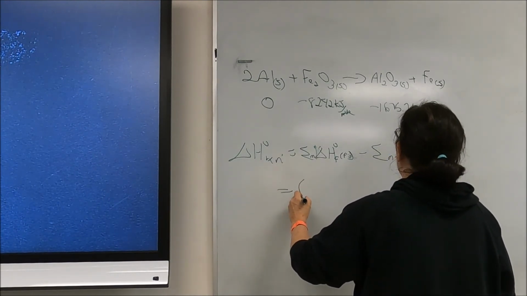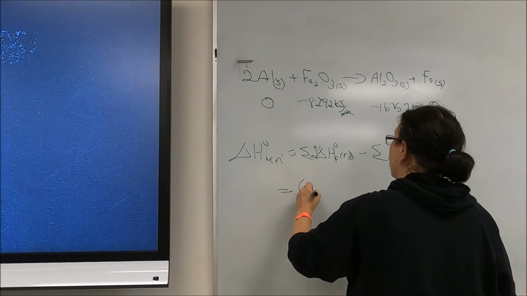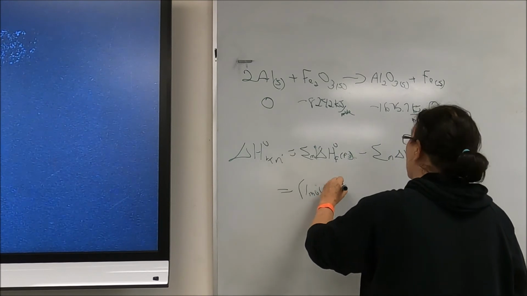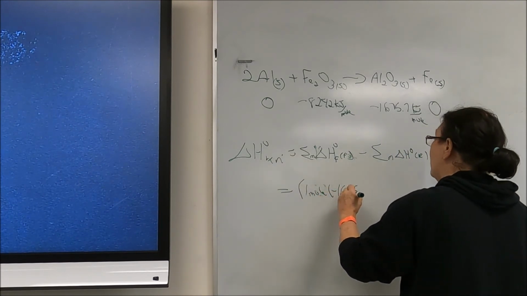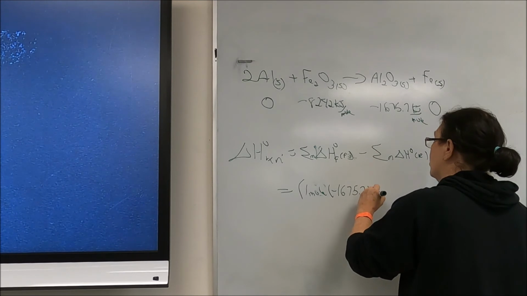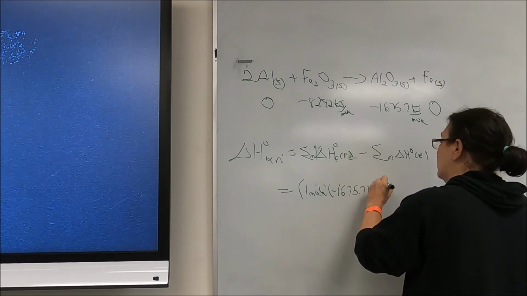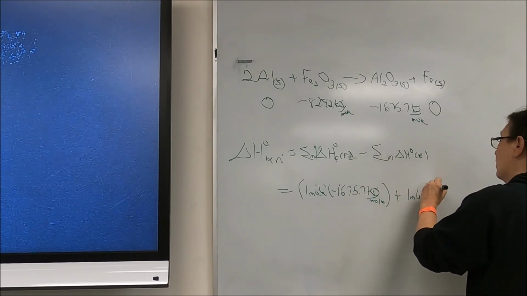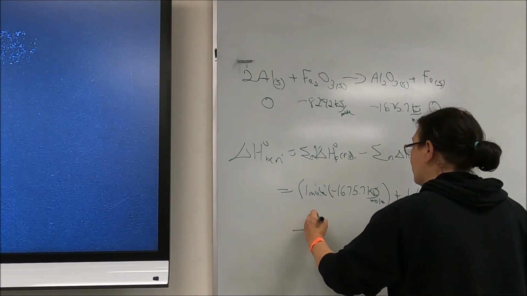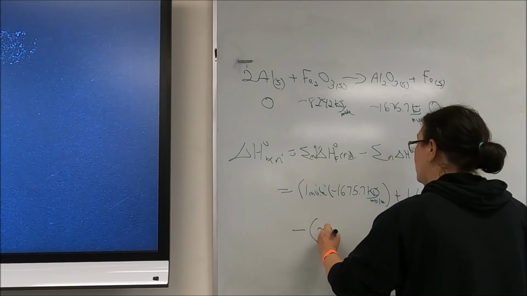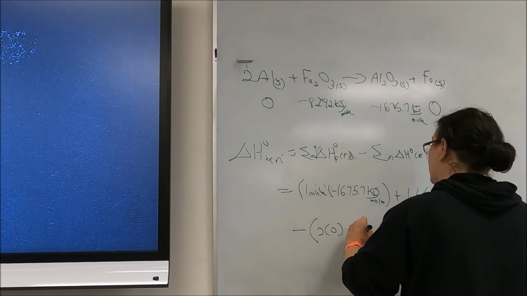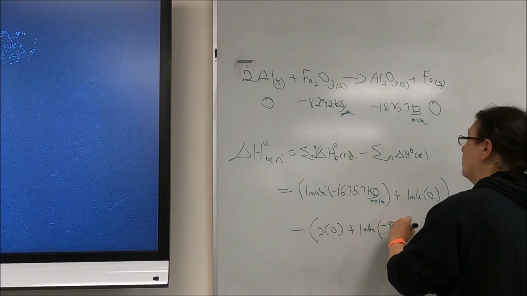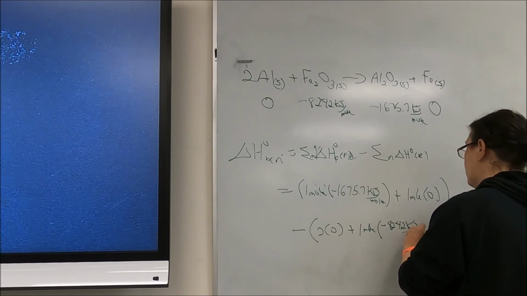So I'm going to have 1 times a minus, well, 1 mole times a minus 1,675.7 kilojoules per mole plus 1 mole times 0, and I'm going to subtract from that 2 times 0 plus 1 mole times a minus 824.2 kilojoules per mole.